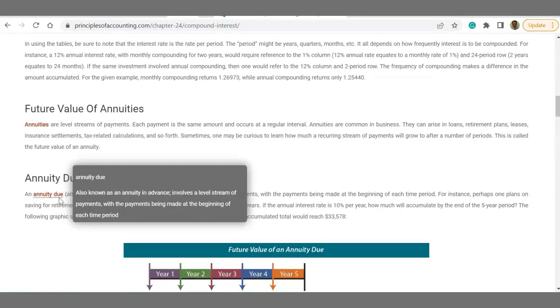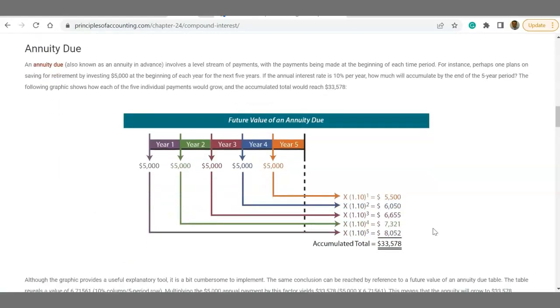Annuity due means the first payment is due now, right now, in advance. But ordinary annuity means the series of payments comes at the end of the period. So there is a difference. If the first payment is now, it's annuity due. If the payment is at the end of the period, like end of the year or end of the month or end of the quarter, that will be ordinary annuity. We talked about this already.